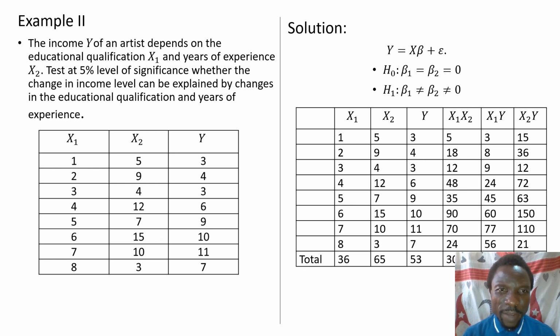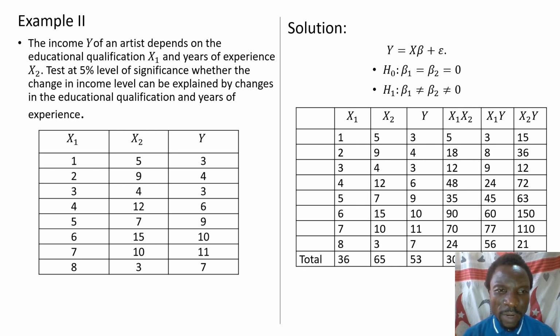We now proceed with example 2. The income Y of an artist depends on the educational qualification X1 and years of experience X2. So we want to test at 5% level of significance whether the change in income level can be explained by the changes in the educational qualification and years of experience. The data is provided.